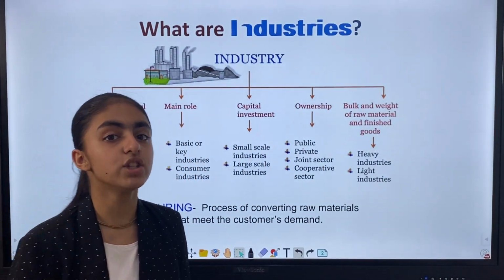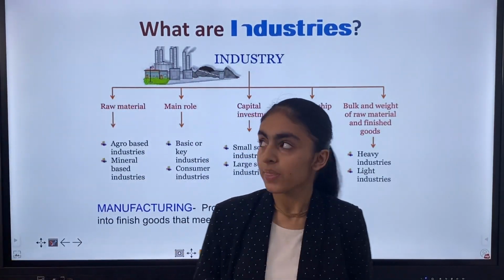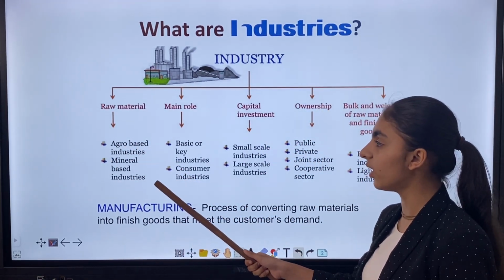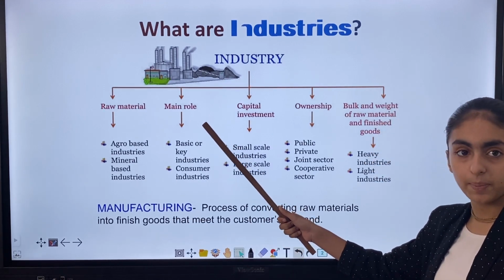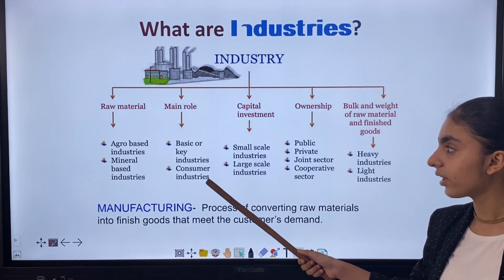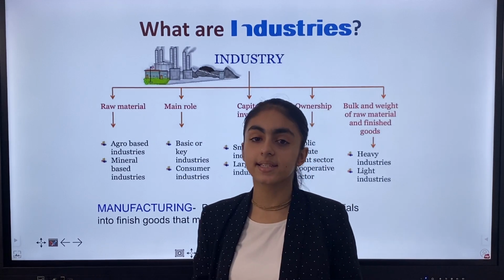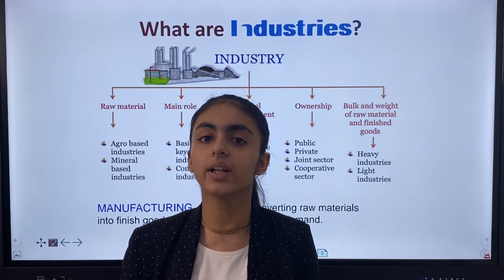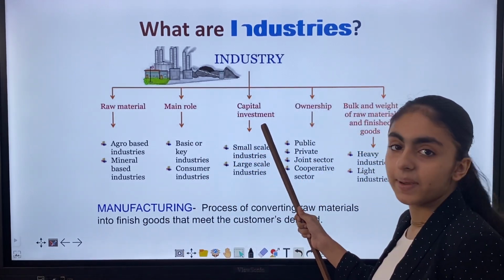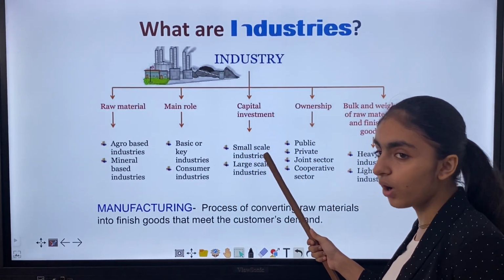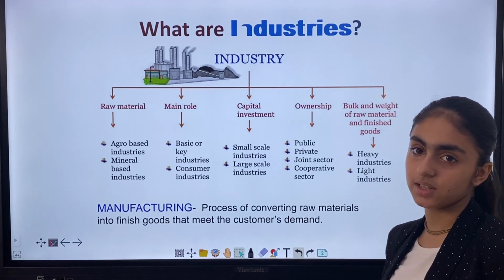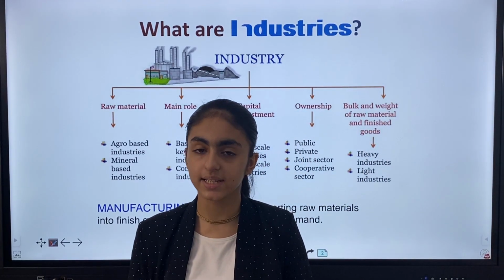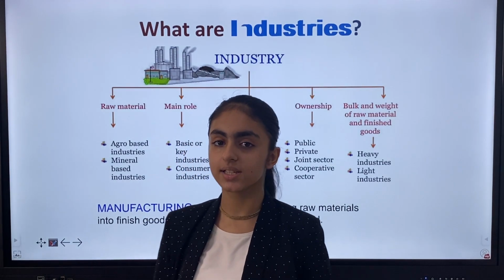They are classified on the following basis. On the basis of raw material, agro-based industries or mineral-based industries. On the basis of their role, basic or consumer. Basic industry is that whose final products are used as raw material for other industries. On the basis of capital investment, small-scale industry or large-scale industry. Small-scale industry is that where the amount of investment is less, therefore the production is less.